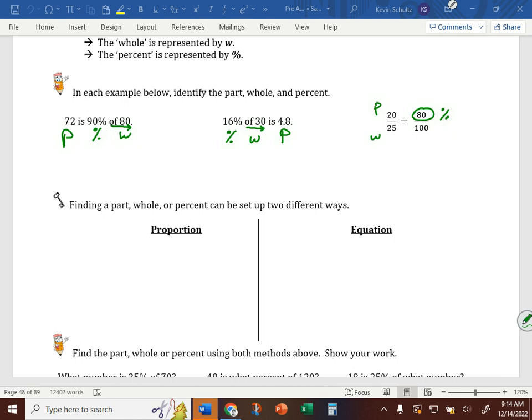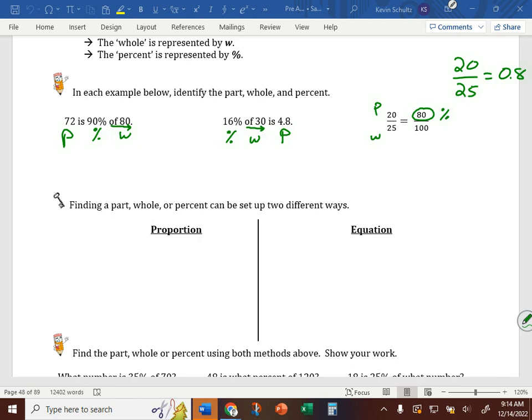And if you divided 20 by 25, you get 0.8 as a decimal. Remember, fraction is really division. 20 divided by 25 equals 0.8, and lo and behold, what is 0.8 as a percentage? 80%. It all fits together. It's beautiful. Questions so far? Identifying the part, the whole, the percent.